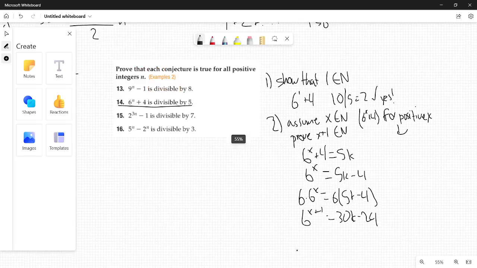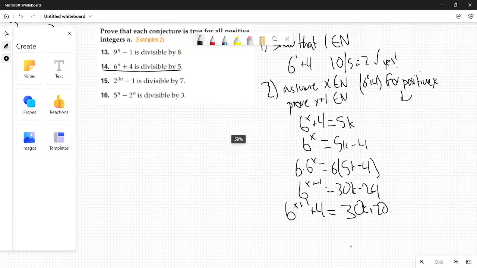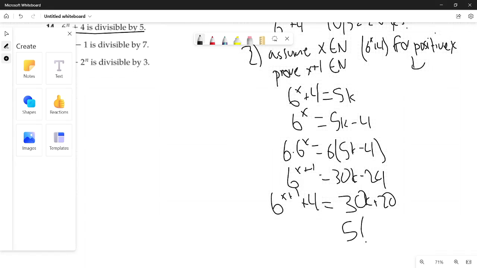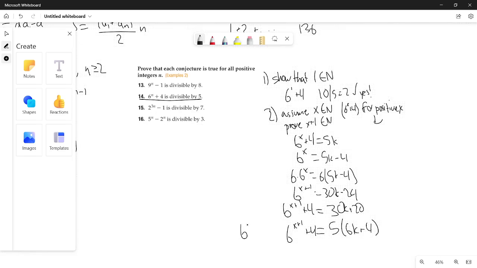Now we go back to here. You see how it has the plus 4. We're going to want to add the plus 4. And then we're going to end up with 30k plus 20. And now if you do that right, you should be able to factor a 5 out of this. We can. So then we can see 5(6k plus 4). It doesn't necessarily matter what's in the parentheses, as long as we can factor a 5 out of it evenly, and we can see that this is the same as 6^n plus 4. So then we can say yes.